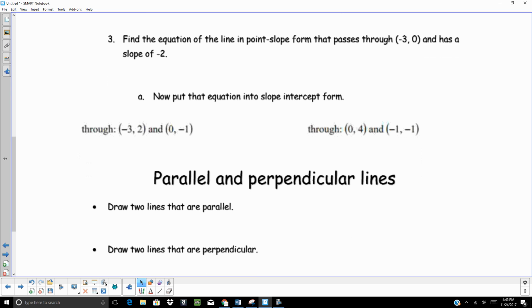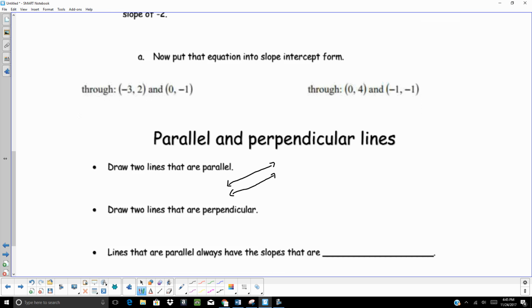All right, so let's talk about parallel and perpendicular lines. Parallel lines don't cross. I don't know that those are the best parallel lines, but you kind of get the idea. Perpendicular lines cross at 90-degree angles. Lines that are parallel always have slopes that are the same.